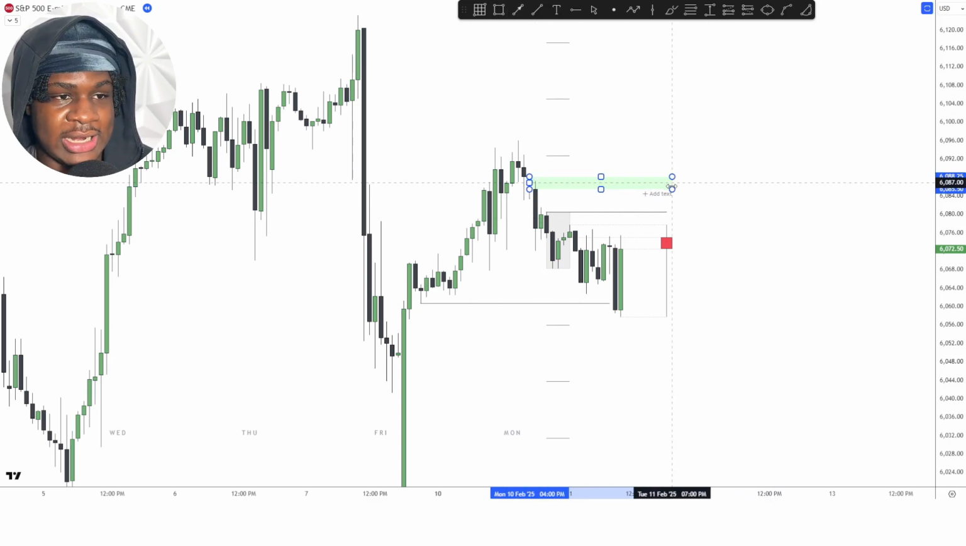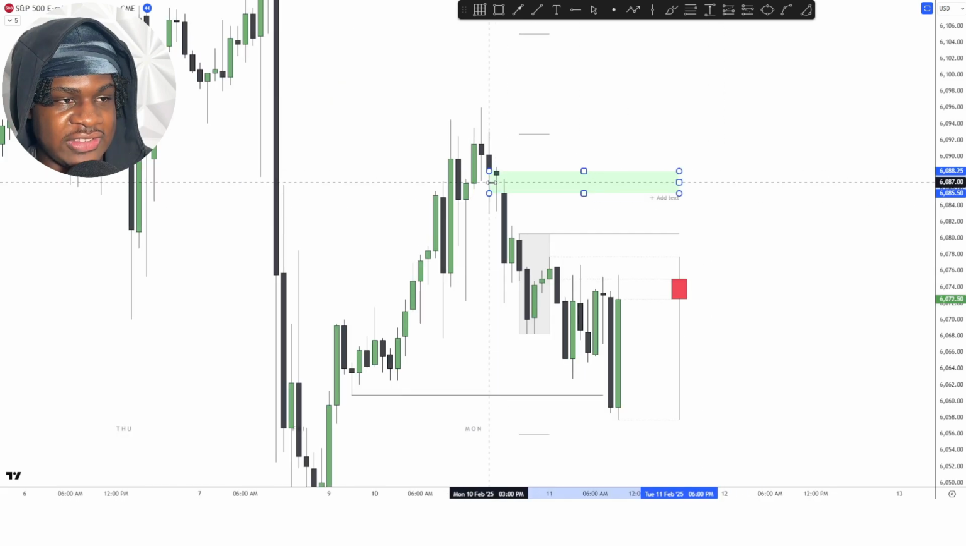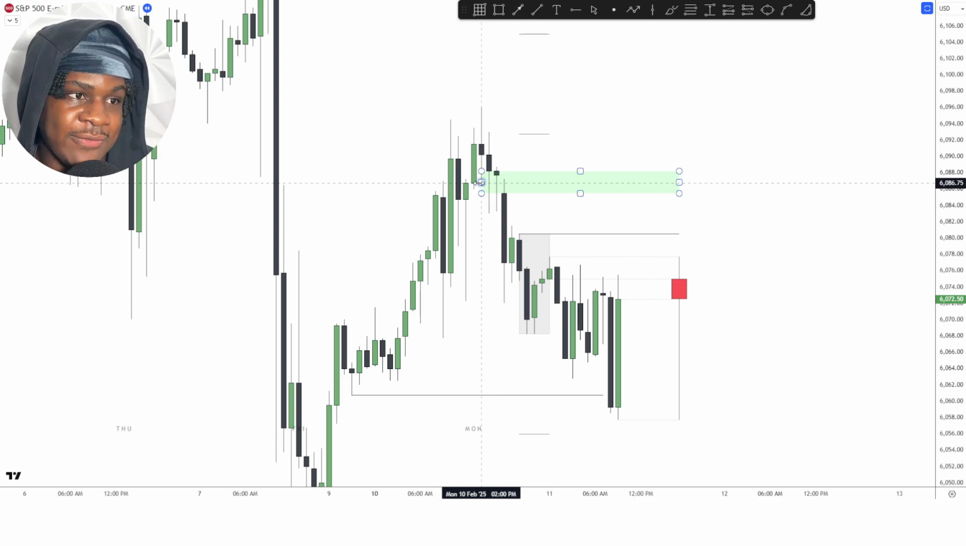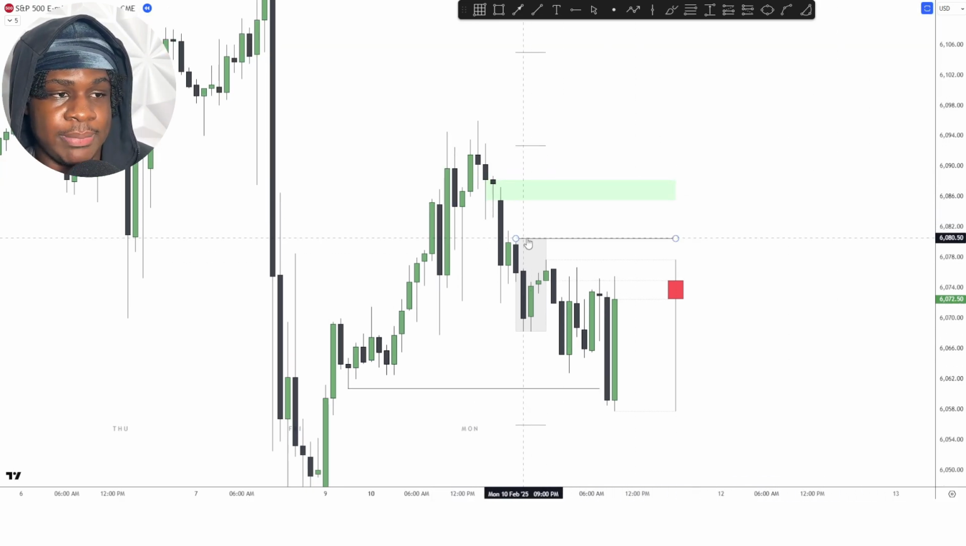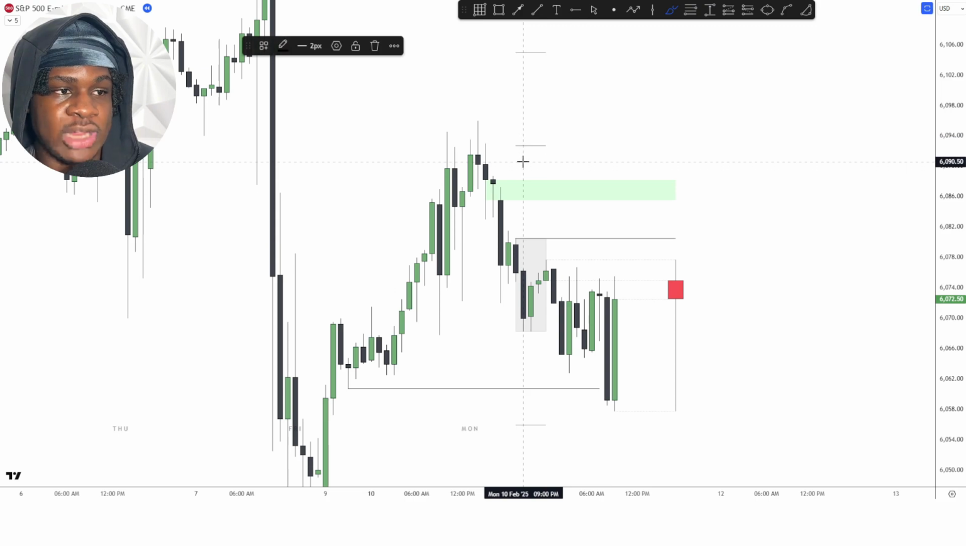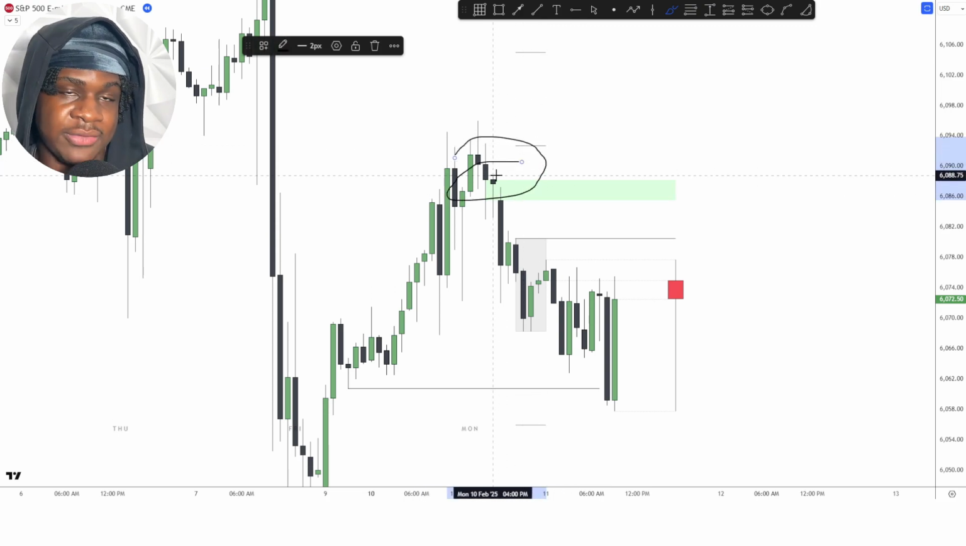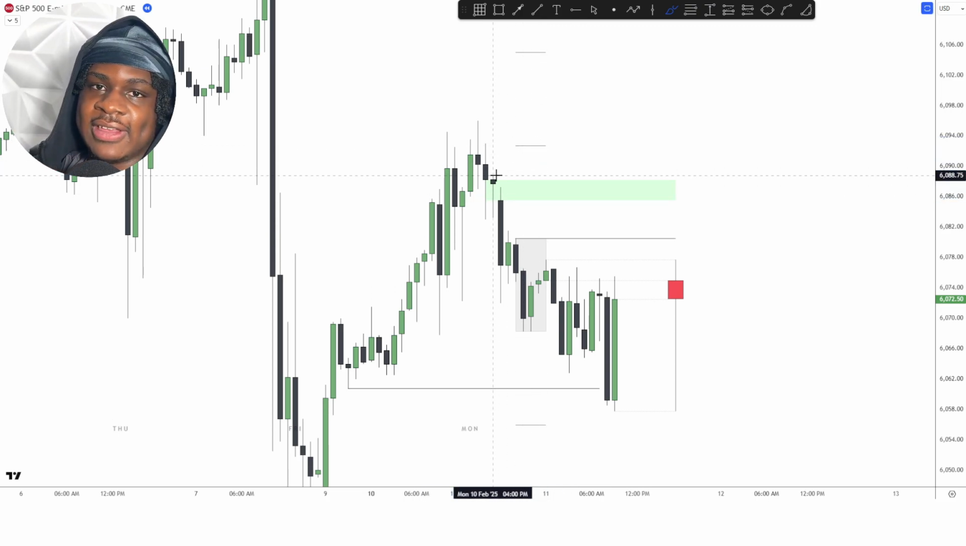As well as we can identify this area of inefficiency, we have the separation here where price created no bodies, right? This would be referred to as a volume imbalance. We have a liquidity pool above us, as well as we have levels of inefficiencies above us as well. When creating a daily bias, it's as simple as that.